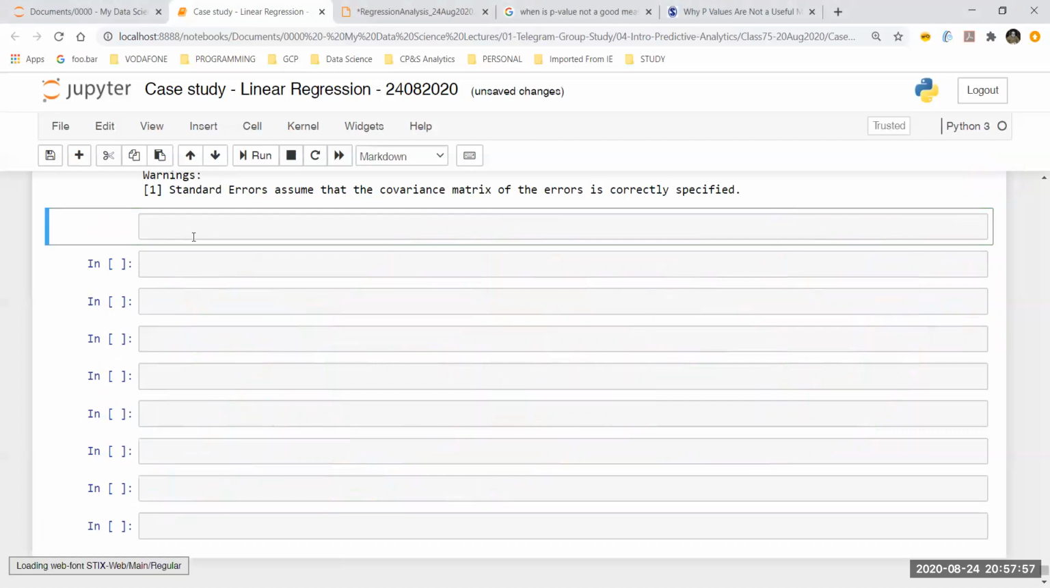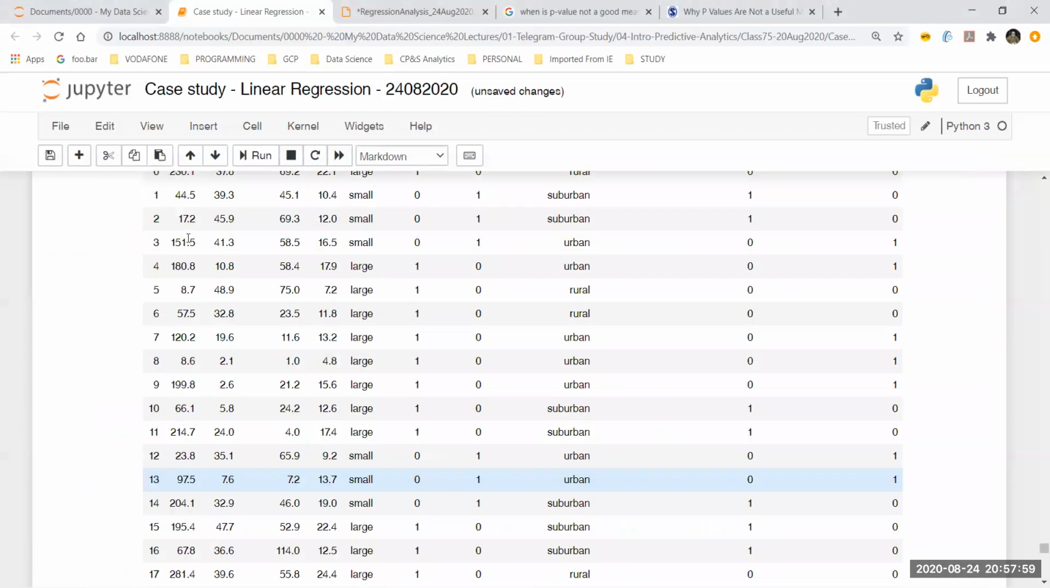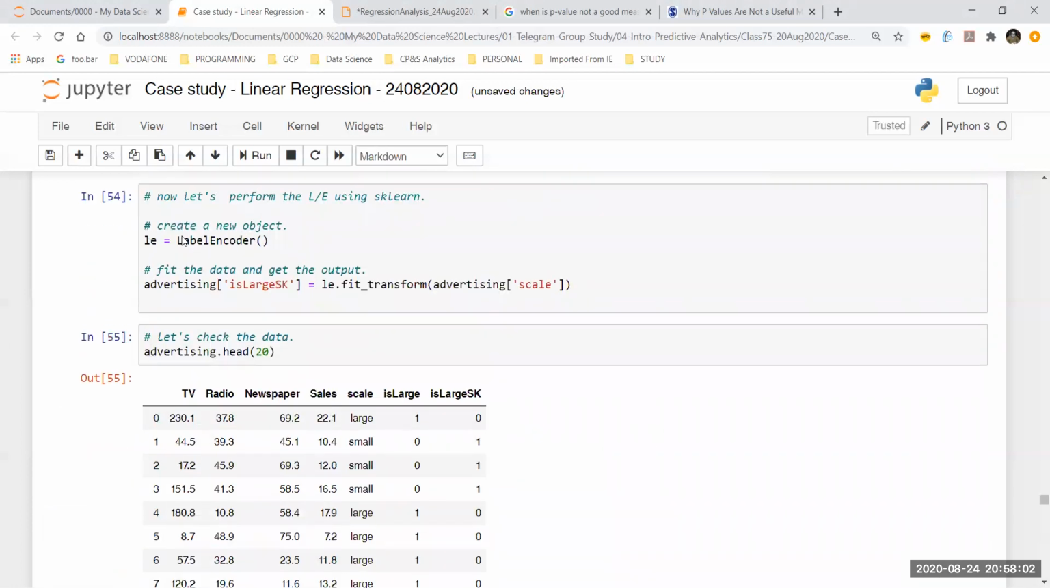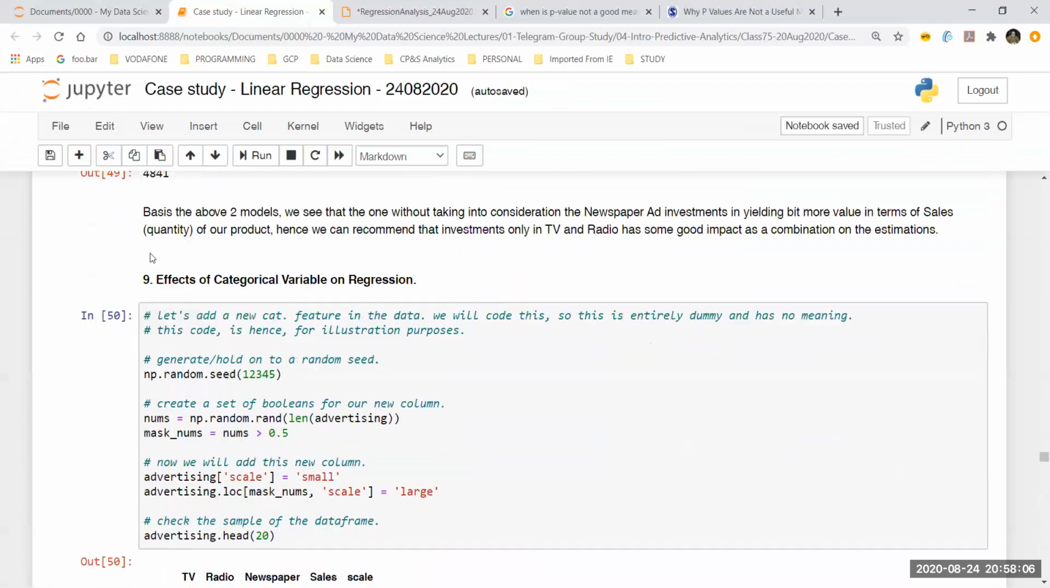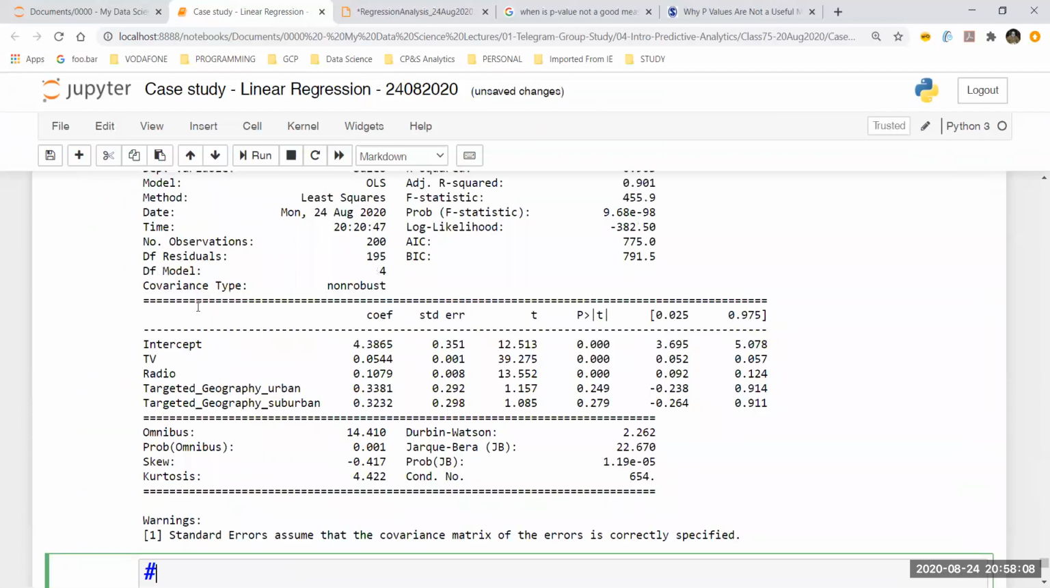This problem of interdependency, and give me 1 minute, let me just check the last number I have used. Where is the last number? 9. Okay, so I'm going to use 10.